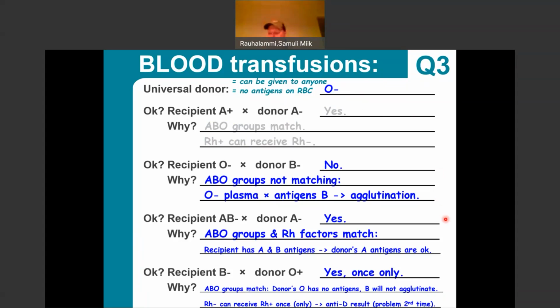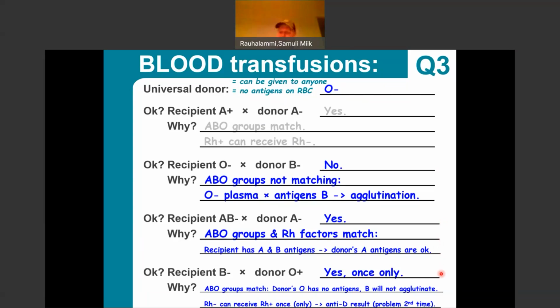Let's have a look at this mixture: could a person with type AB negative receive blood from a type A negative person? Yes, they could. ABO groups and Rh factors match, so that's a good thing. Since AB red blood cells have both A and B antigens, the body will not attack red blood cells from type A blood with only A antigens. So that's okay.